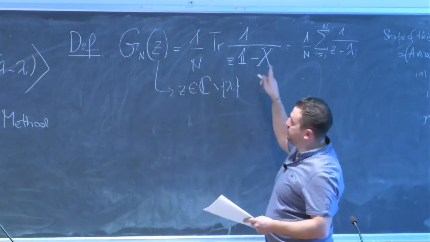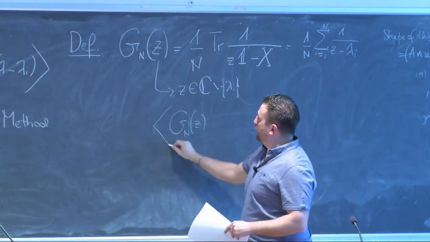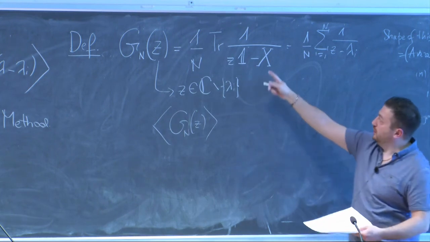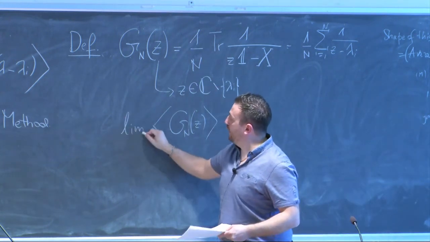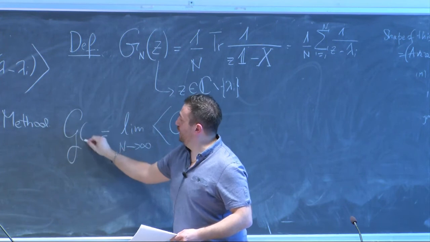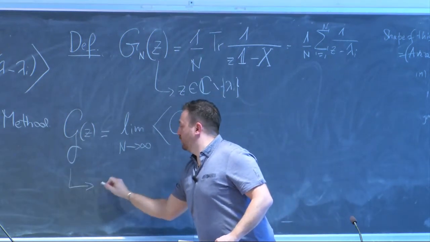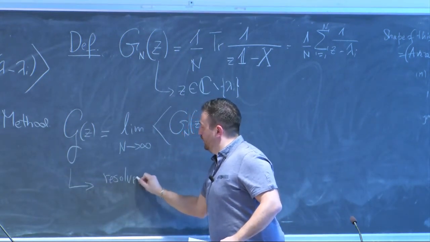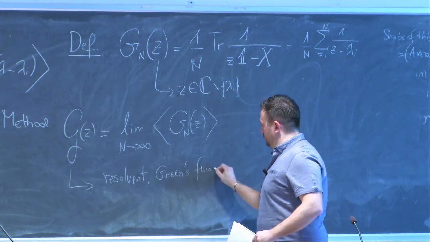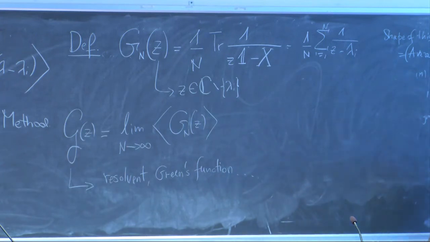Now, if H is a random matrix, what we can do is we can take the average of this object. It becomes a random function, so we can take the average over the ensemble, and then we can take the limit n to infinity. And this object here, we define as calligraphic G of z, and this object is called the resolvent. It has several names. It can be called Green's function. It has several names, but these two are enough for our purposes.